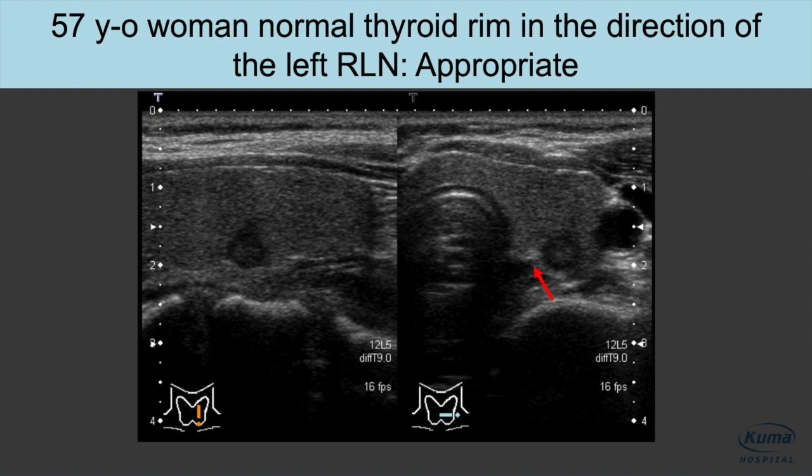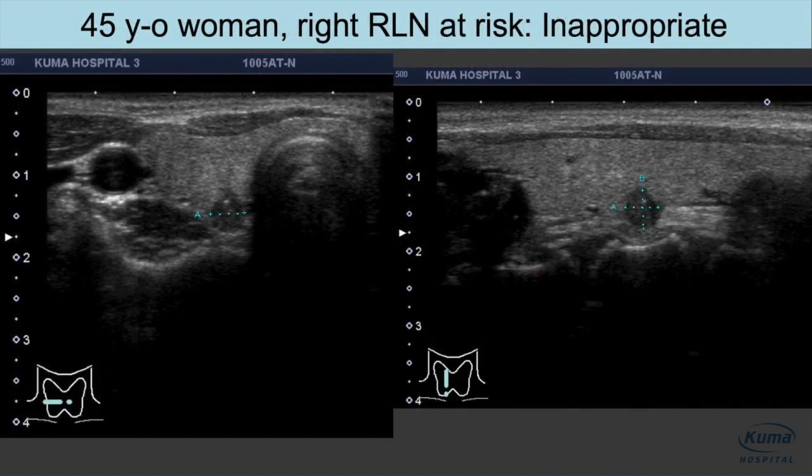In this patient, the tumor is located near the recurrent laryngeal nerve. However, there is a normal thyroid rim in the direction of the recurrent laryngeal nerve, thus classified as appropriate. This tumor protrudes from the posterior capsule of the right thyroid lobe, where the recurrent laryngeal nerve may run, thus classified as inappropriate.